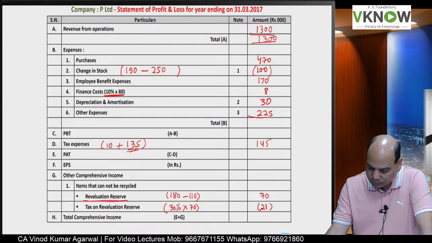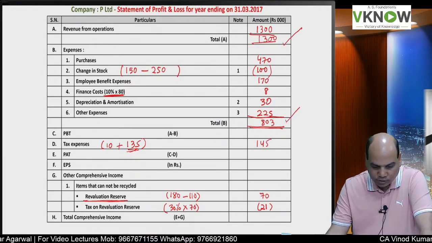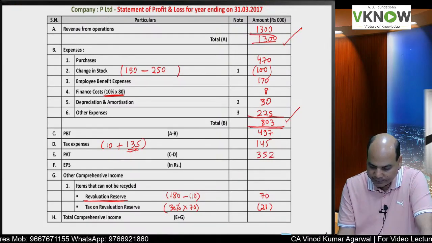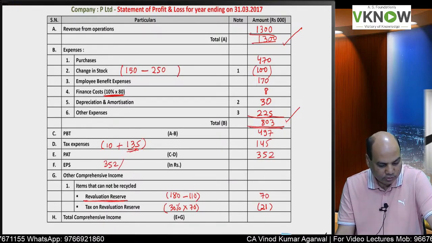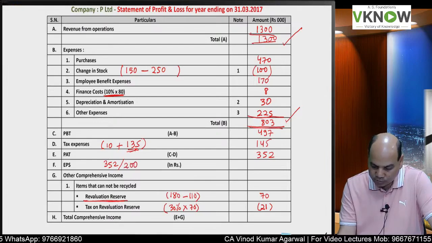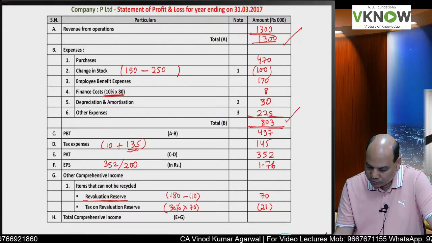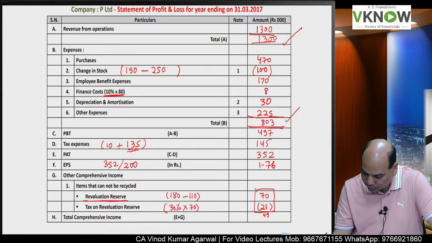Total of expenses here 803. PBT will be 1300 minus 803, 497. Tax expense 145. So PAT will be 352. EPS will be 352, and how many shares are there? Go to the trial balance, 200. Divide by 200. EPS is 1.76. Other comprehensive income 70 plus 21, so this is 49. Actually, if you have space right here.